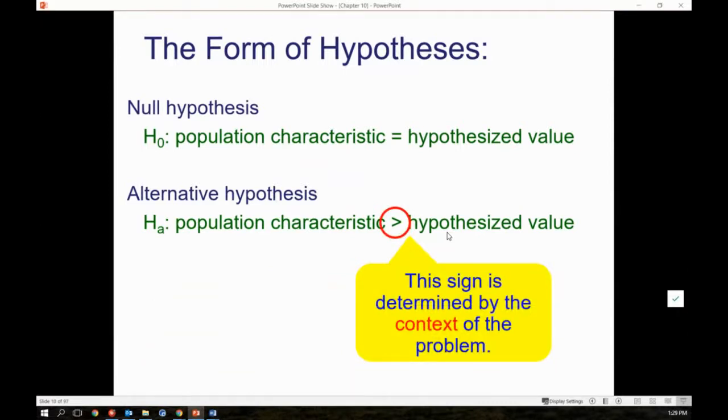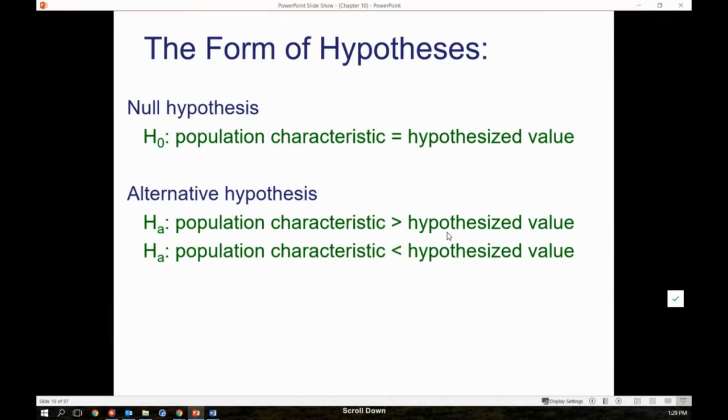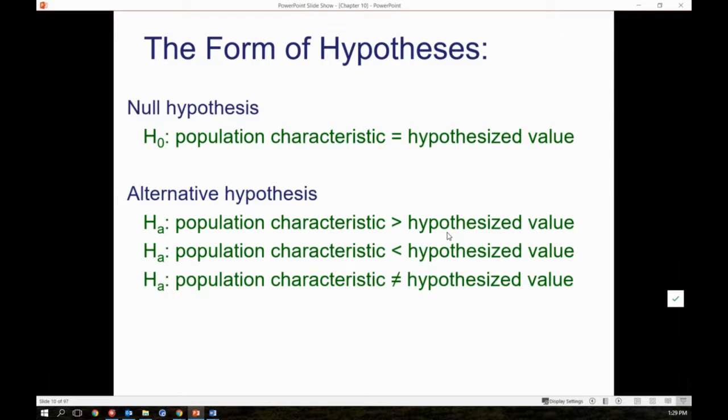The sign that we'll use is determined by the context of the problem. There's always greater. What's that? I thought you said it was always greater. No. There's going to be 3 different options here. They can be greater than, less than, or not equal to. Greater than, less than, or not equal to.